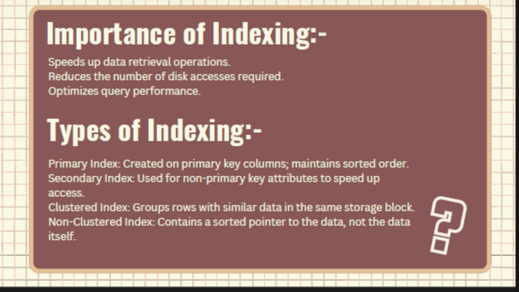What are the types of indexing? Primary index: created on primary key columns, maintains sorted order. Secondary index: used for non-primary key attributes to speed up access. Clustered index: groups rows with similar data in the same storage block. Non-clustered index: contains a sorted pointer to the data, not the data itself. There's more than one way to create an index, and each type serves a specific purpose in ensuring efficient data handling. Let's see the advantages and drawbacks.